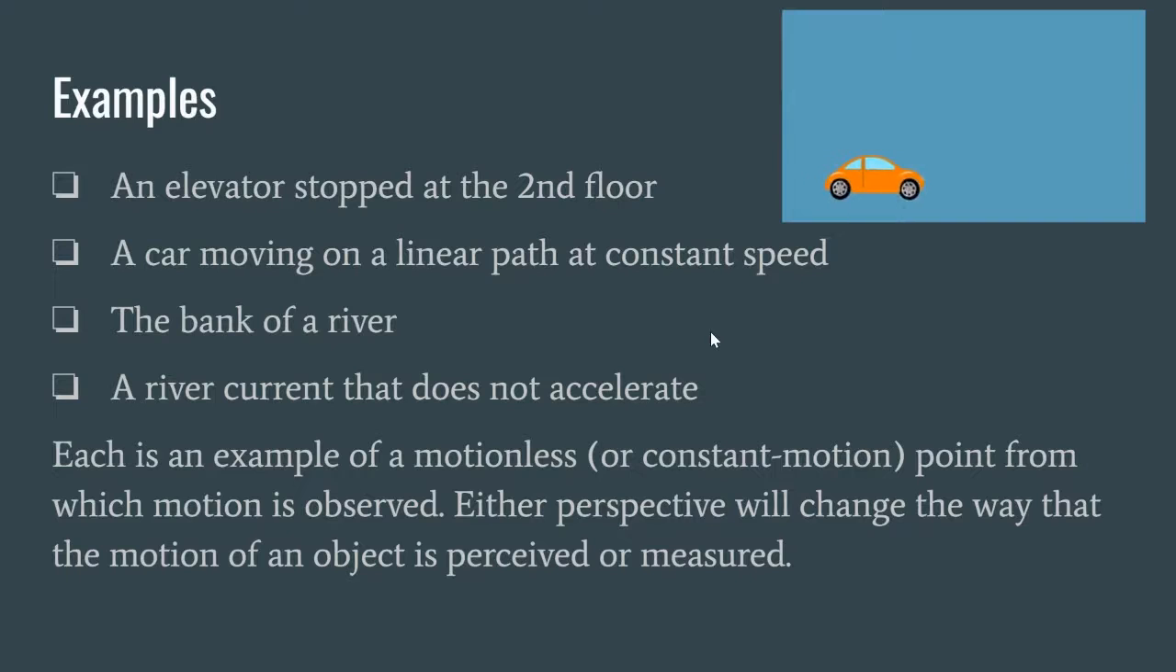The bank of a river. So the river bank itself would not be considered in motion, as well as a river current that does not accelerate. Each of those are an example of a motionless or constant motion point from which motion is observed. Either perspective will change the way that the motion of an object is perceived or measured.